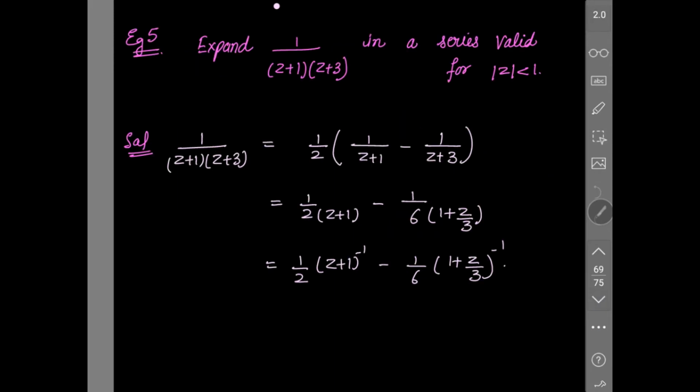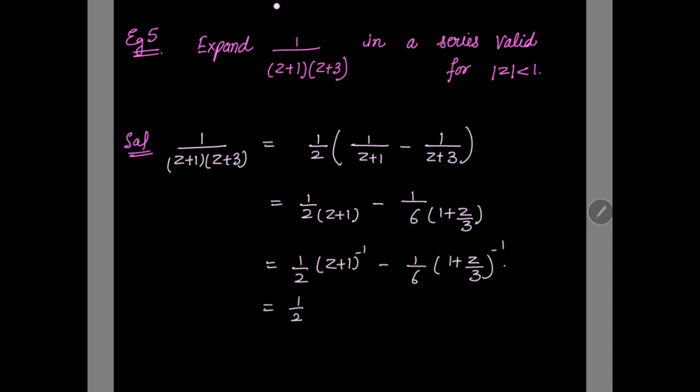Next is expand 1/((z + 1)(z + 3)) in a series valid for |z| < 1. Now it is given that |z| < 1. Separating the denominators into two parts and multiplying 1/2 with the first term, 1/2 with the second term, but you have to take 3 outside before that. Taking 3 outside, we get 1 over 1 + z/3, and 3 multiplied with 2 gives 1/6. So this is equal to taking the denominators in inverse form.